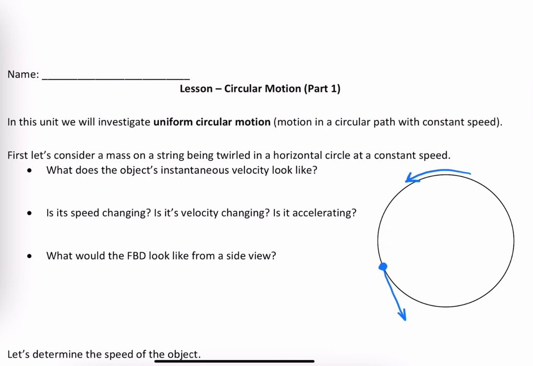So what does the object's instantaneous velocity look like? It is tangent, which we can sort of think of as meaning parallel, to the circle.